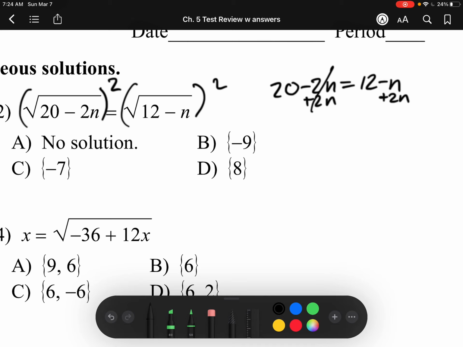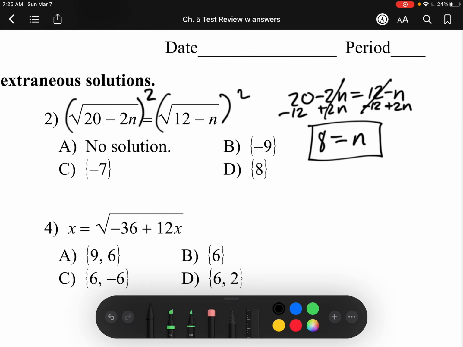Now, this gets eliminated, and since I'm going to have n on this side, I want to get rid of this 12, so I'm going to subtract 12 from both sides. And this eliminates, so 20 minus 12 is 8, so I get 8 is equal to negative n plus 2n, which is just positive n, right? So here's my final answer: 8 is equal to n, or n is equal to 8.